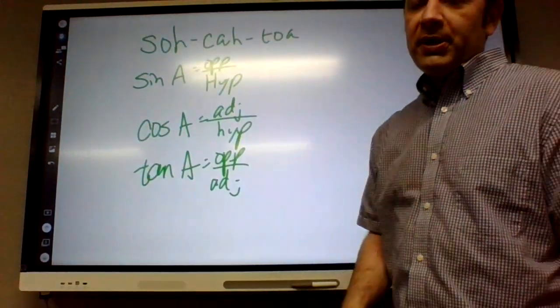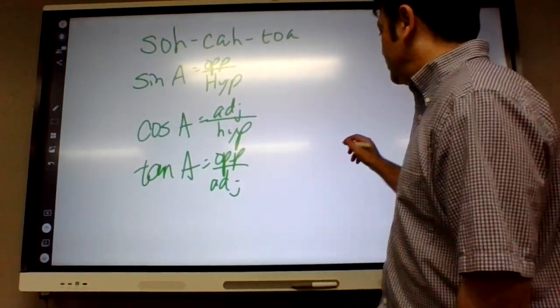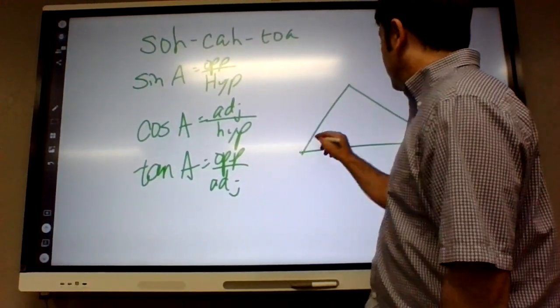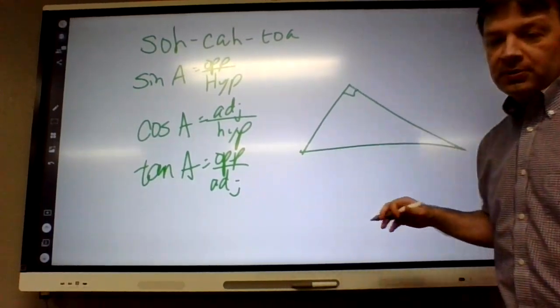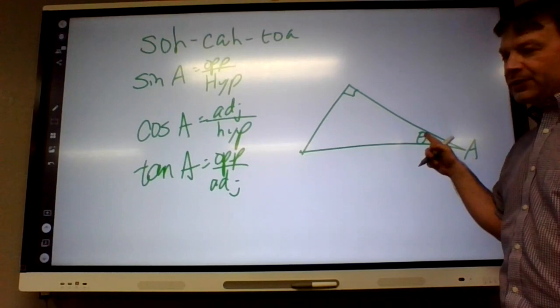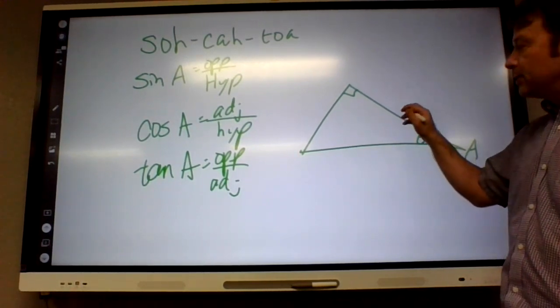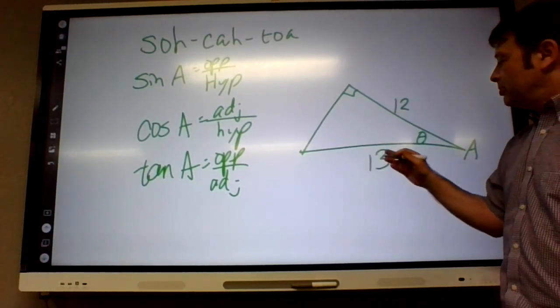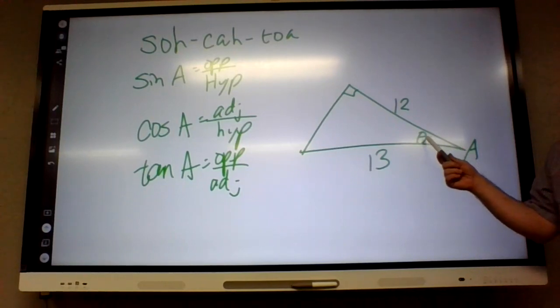So on 1 through 8, we're looking for the angles there. So we're looking for the angles? Yes, we're looking for like angle A. They call it theta right there. So when you're doing trig, you always start from the angle.